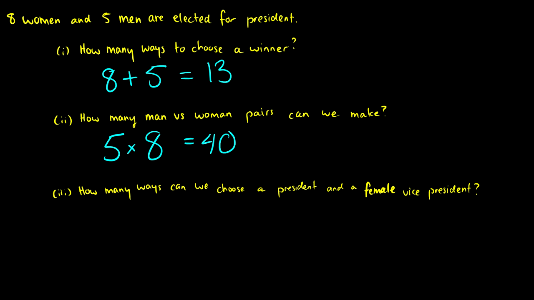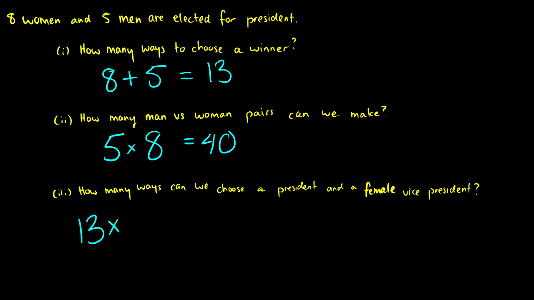Okay, how many ways can we choose a president and a female vice president? So first we're choosing a president, and then we're choosing a vice president, but that vice president has to be female. Okay, so let's take a look here. How many ways can we choose a president? Well, let's think here. There's 13 candidates for president. So we choose one of those 13 candidates, and then we need to choose a vice president.